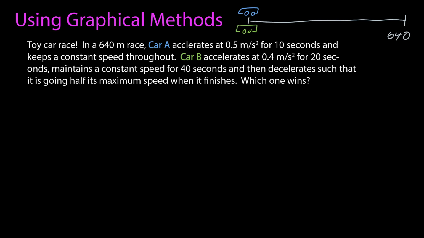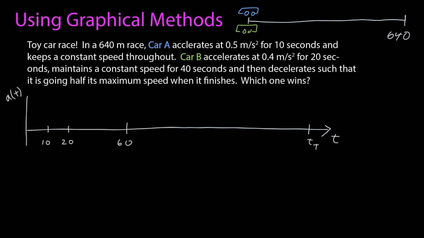This calls for an acceleration graph, at least, to try to get a handle on what's going on. Here's acceleration as a function of time, and I've identified 10, 20, and 60 seconds as key times within the race. T sub capital T is the total time for each car. So what's going on with the blue car?